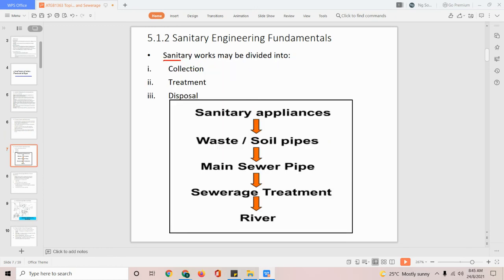So basically, sanitary works is divided into three processes: collection, treatment, and finally disposal. In terms of how this process flows, we have our sanitary appliances, and then it goes through our waste or soil pipe, and then we have our main sewer pipe. Then this goes to sewage treatment, and once it's treated, you discharge it into the river.